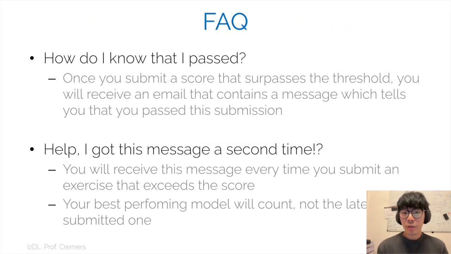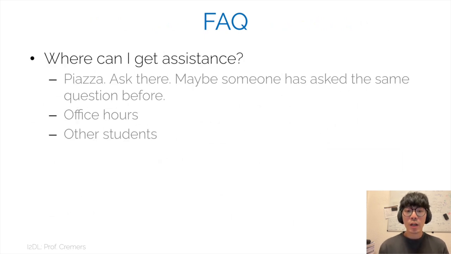How do you know that you pass the submission system? Once you submit your homework and your score is higher than the threshold, you will receive an email confirming that you have passed the submission. But of course, you can always submit another submission for the same homework without any limitations. We will just take the best performance of your models into account. So you can submit an infinite number of times before the deadline, of course.